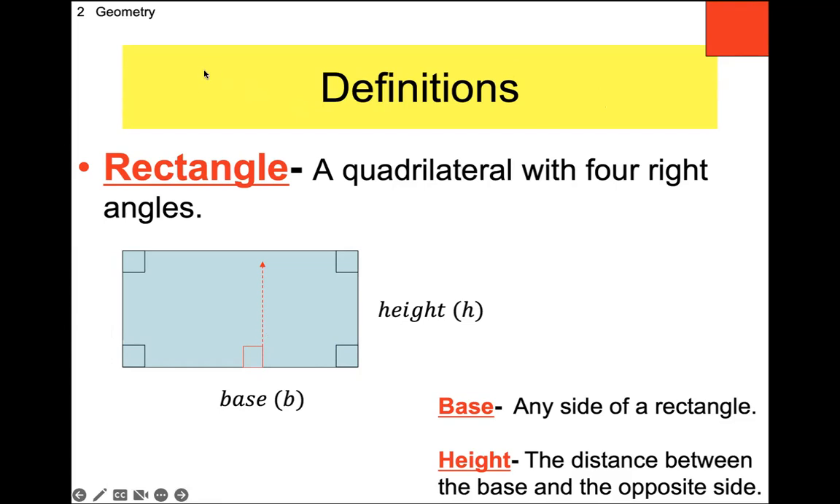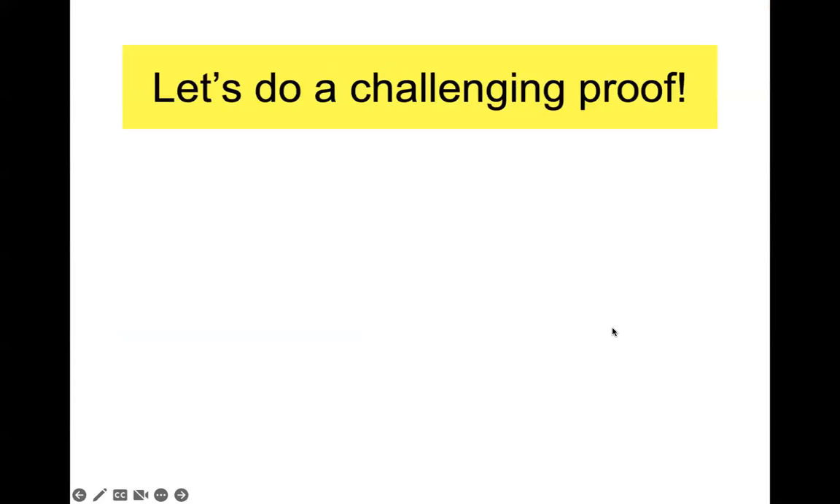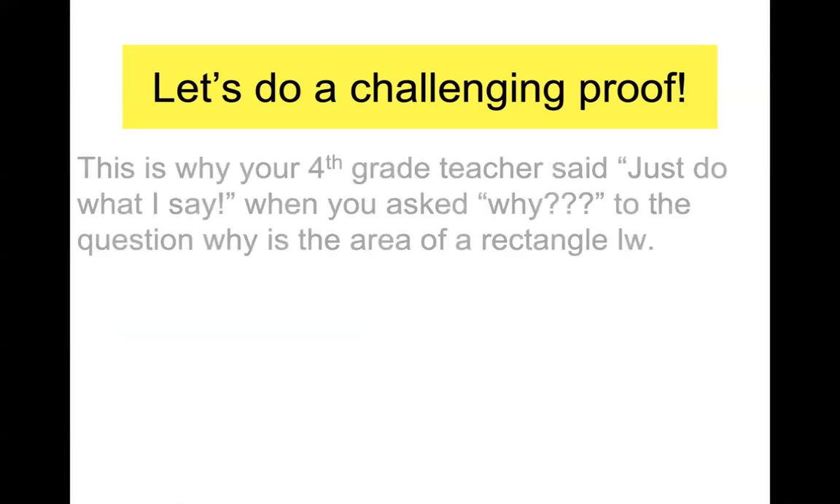All right. Moving on. So we're going to do a very challenging proof. And I say it's very challenging because it proves a very simple idea that you've been using since, like I said, 3rd or 4th grade, that the area of a rectangle is length times width. Except we're going to say base times height now, but you understand the concepts are the same. But to actually prove this idea, it's pretty challenging, right?